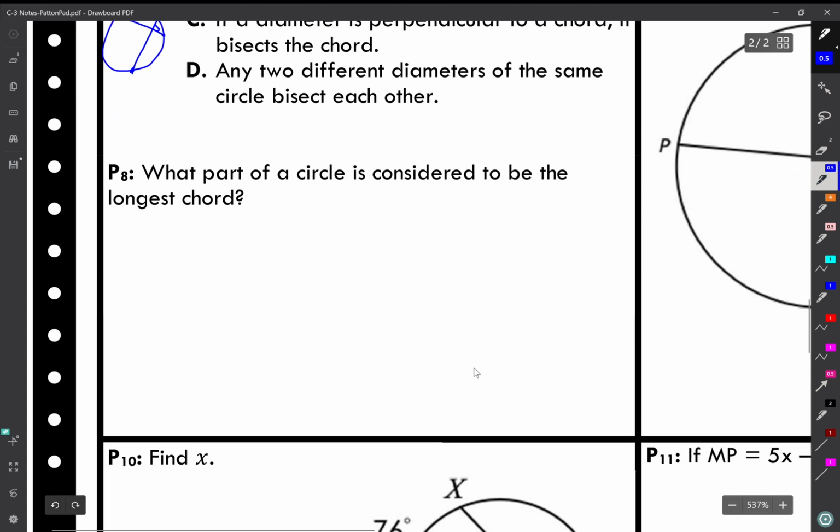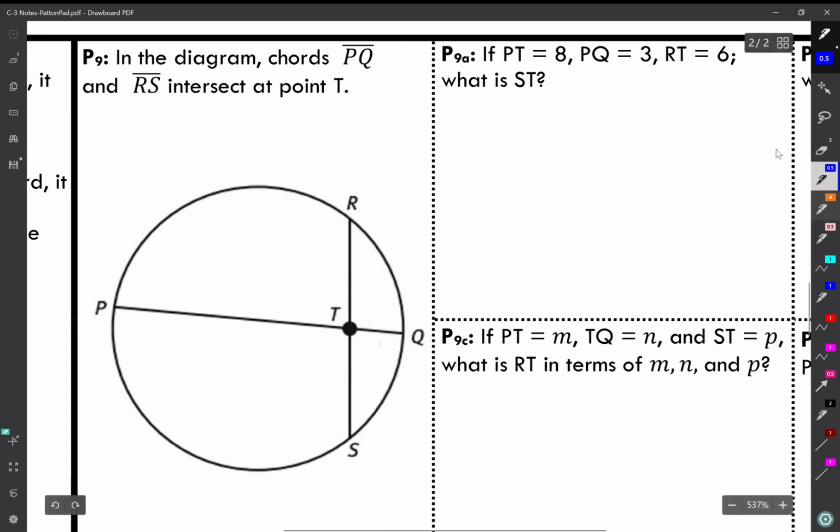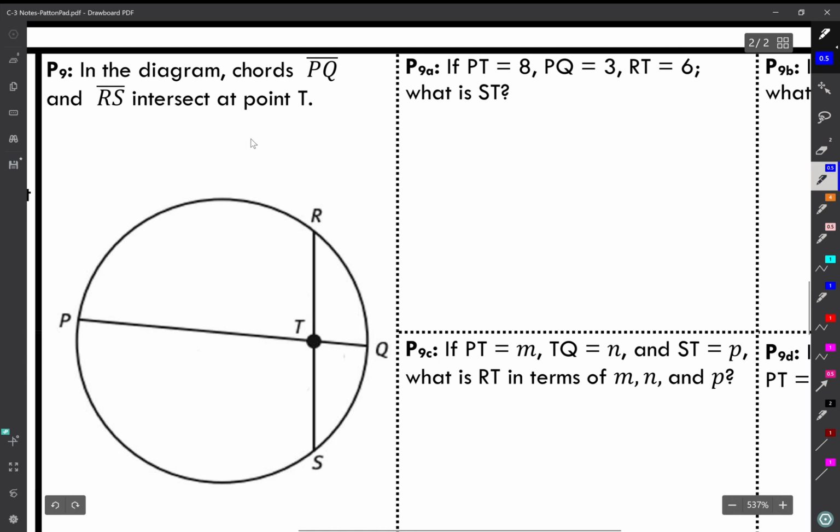Which part of a circle is considered to be the longest chord? Okay, the longest chord you can ever draw in a circle will be the diameter. Awesome. Okay. We have a typo here. For number 9, in the diagram, chords PQ and RS intersect at point T. This is going to have to be TQ instead, not PQ.